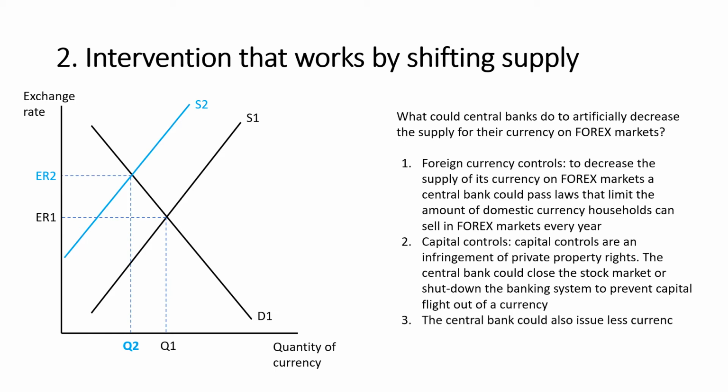The final thing that you could do is just issue less currency, which the Bank of England subsequently sells on forex markets. So if they just issue less currency, sell less sterling on forex markets, that would also help to elevate sterling at a level that would be above a truly free market floating exchange rate.